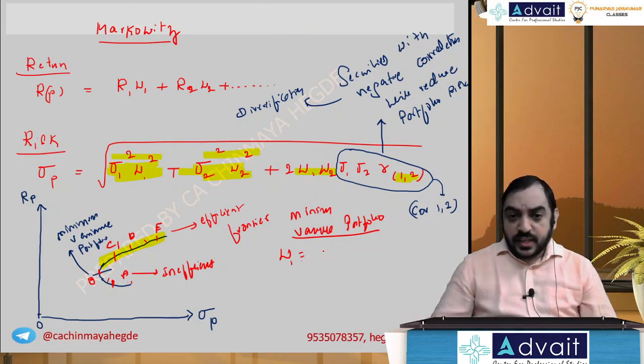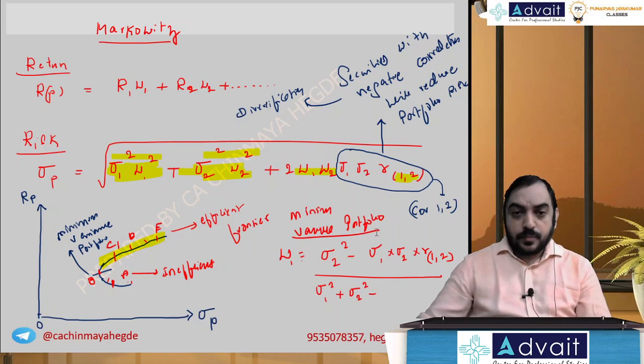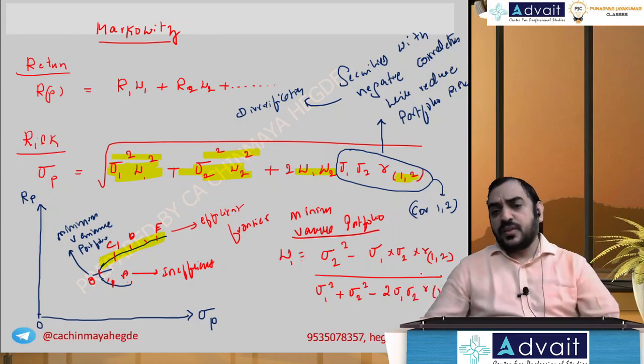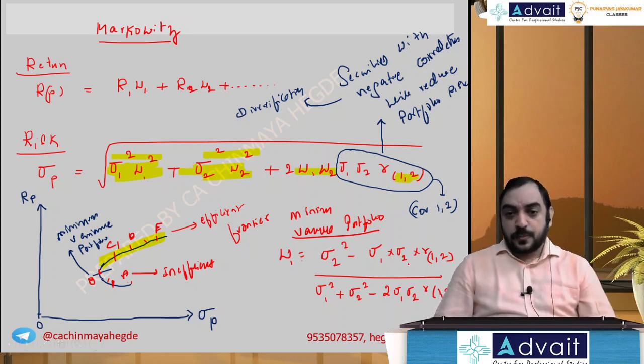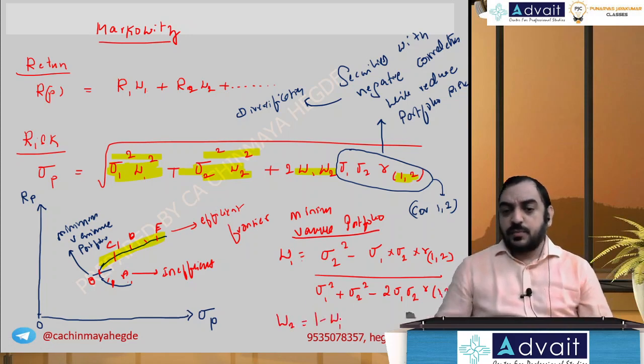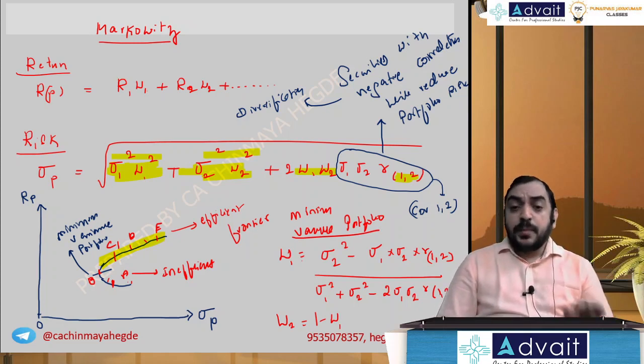Okay, so it is given by sigma 2 square minus sigma 1 sigma 2 into R between 1 and 2, whole divided by sigma 1 square plus sigma 2 square minus 2 sigma 1 sigma 2 multiplied by R between 1 and 2. And you know, sigma 1 sigma 2 and R can also be substituted by covariance. And W2 is the remaining. You can calculate it, or you can just do 1 minus W1. That is how you calculate the minimum portfolio variance.